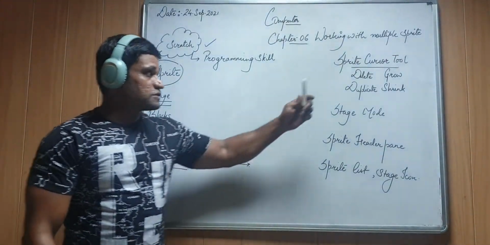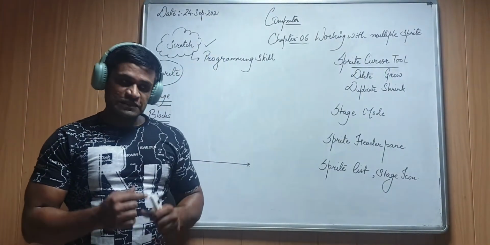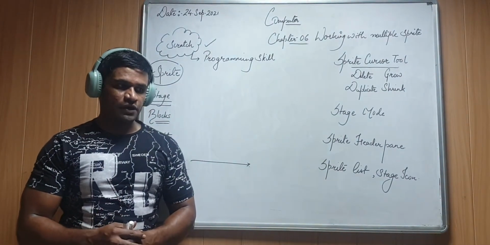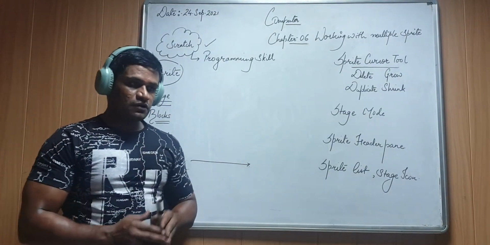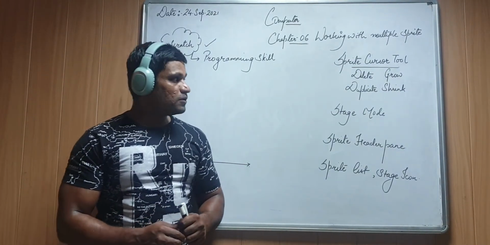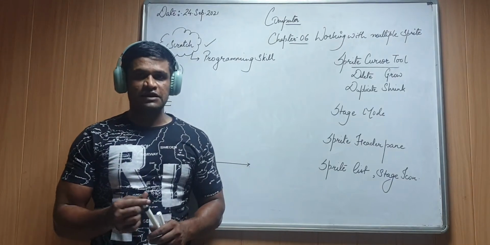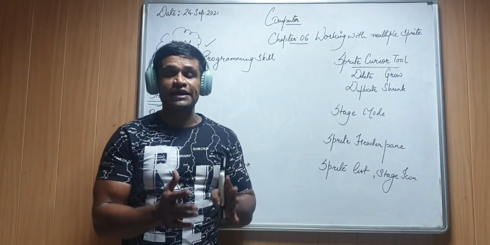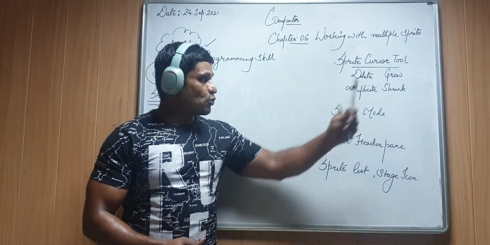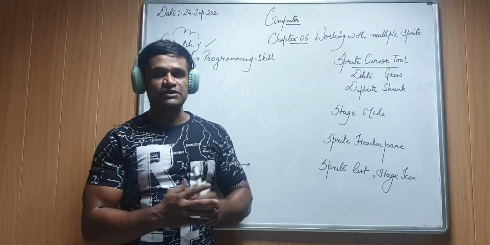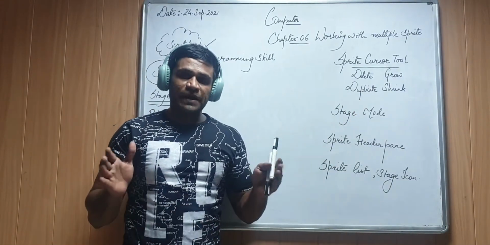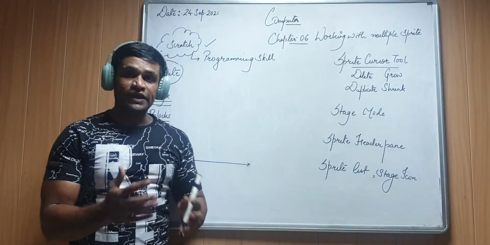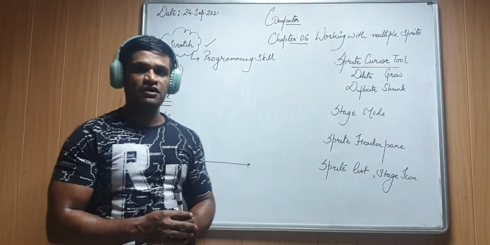The first is your sprite cursor tool, as you can see in figure 6.1. On the right hand side above the sprite, we have the sprite cursor tool. There are 4 tools or buttons available. Grow or shrink are used to increase or decrease the size of the sprite. Grow increases the size of your sprite, and shrink reduces the size of the sprite. So grow and shrink are related to the size of the sprite.